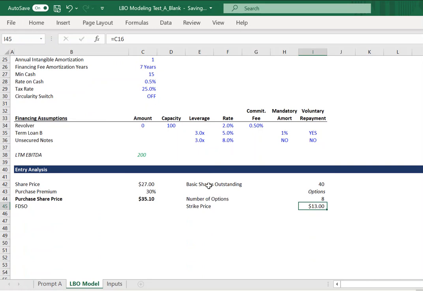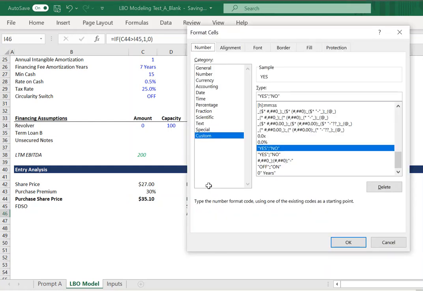And so we will also want to calculate if this is in the money, right? So that's basically saying if the purchase share price is greater than the strike price, then it's in the money. And if it's not, it's out of the money. So we're going to want to put a little check here, right? So if 35.1 is greater than 13, put a 1. If not, put a 0. Right? And we did the formatting thing here to say yes or no.